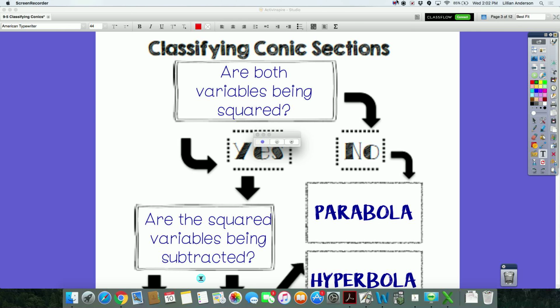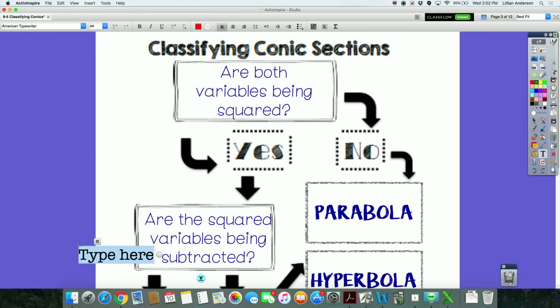Alright, so we're classifying conics today. This is basically like a little diagram that you can use to help you when it comes down to trying to figure out if you're dealing with a circle, a parabola, a hyperbola, or an ellipse. First thing you need to do is look at your variables. Are both of your variables being squared? Do you have an x squared and do you have a y squared?